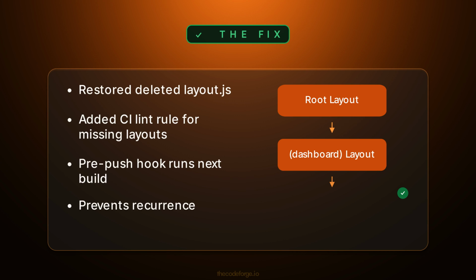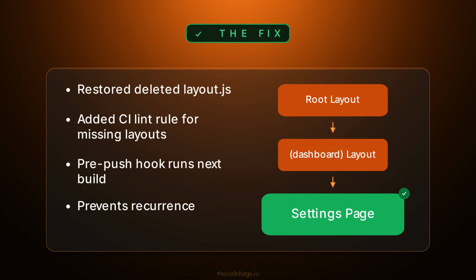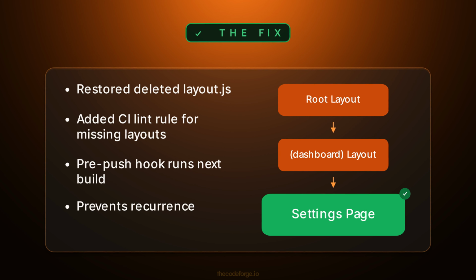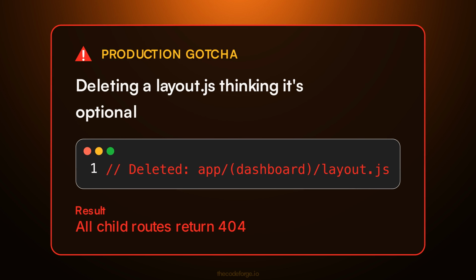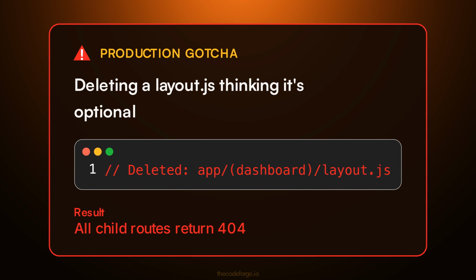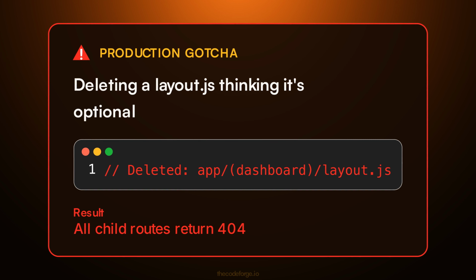The fix was simple: restore the deleted layout.js. Then add a CI-lint rule that checks for missing layout files and a pre-push hook that runs next build to catch missing layouts before deployment. This is the exact mistake from the incident. Deleting a layout.js breaks every child route. Always ensure every segment has a layout.js or page.js.